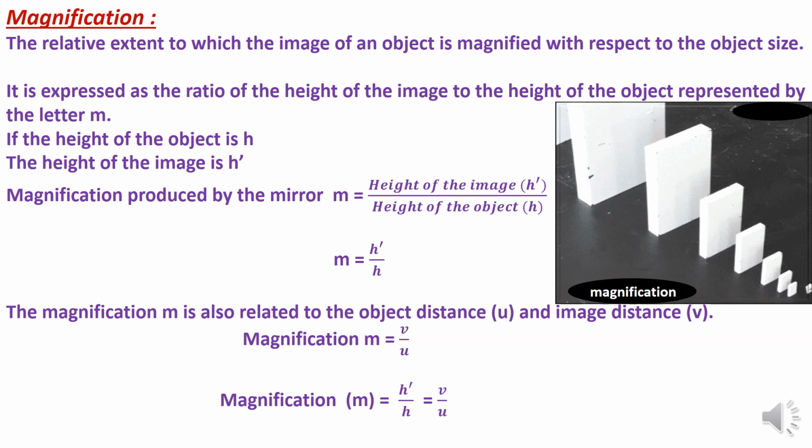Magnification is also related to the object distance and the image distance as the ratio of the image distance upon object distance, v/u. Hence, magnification m = h'/h = v/u.